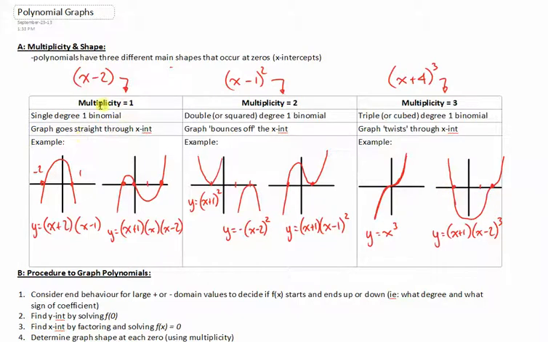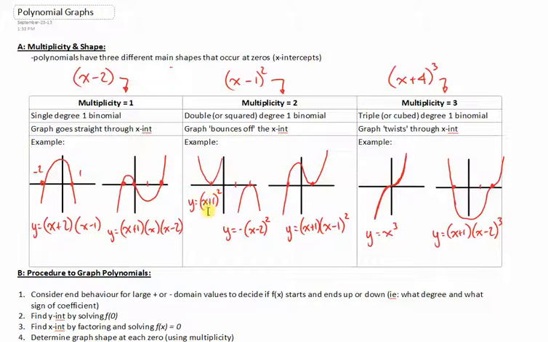So in the first case, multiplicity 1, the graph will go straight through the x-intercept, like this parabola, straight through at negative 2, straight through at 1. Or this cubic function, straight through at negative 1, through at 0, and through at 2, represented by these function equations. Multiplicity 2, the graph will bounce off the x-intercept.